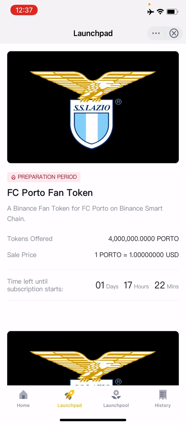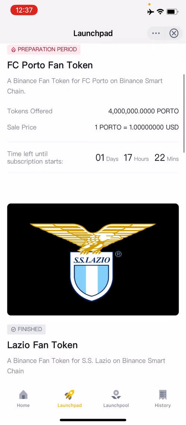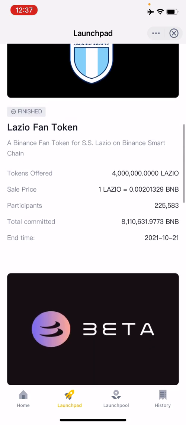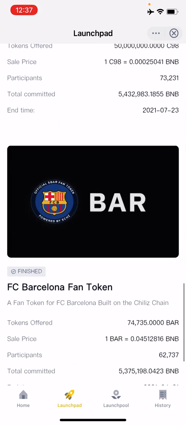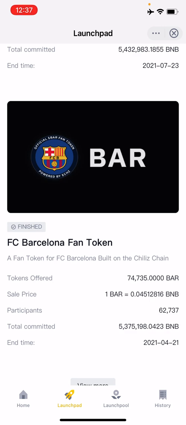And the fun part of this, how to make money with this, is actually simple and straightforward. You will see. This is better, when it's sold in BNB, not USD. I'm looking for Lazio or the Barcelona fan token. This is the Barcelona fan token that has actually also finished.